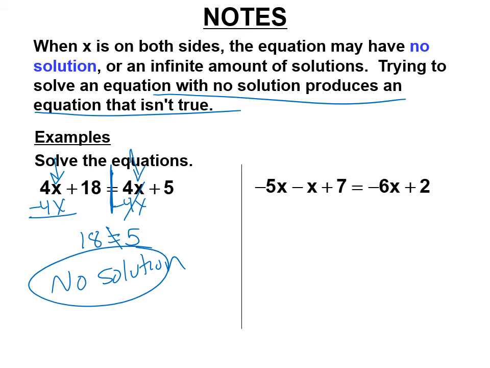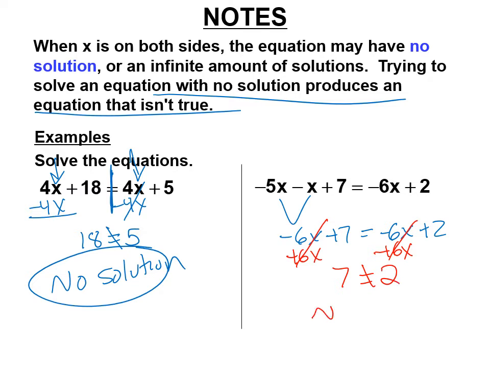Try this one. So we're going to combine our like terms there, and we get negative 6x plus 7 equals negative 6x plus 2. Notice we have the exact same amount of x's on both sides. Now don't stop there because the standard says you have to finish these. So you add 6x to both sides, right? Make them both 0. And we get 7 equals 2, except that's not true. And so you get no solution.